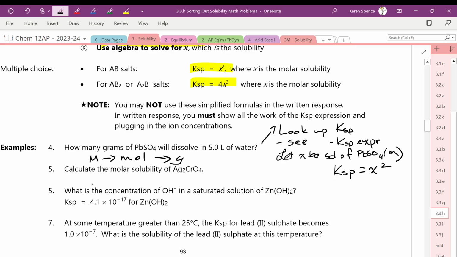Next question, calculate the molar solubility of Ag2CrO4. You would look up the KSP. You would write the C. You would write the KSP expression. You would write let X be the solubility. Then you would do all the mathy stuff, and you would get the molarity. Is that good?